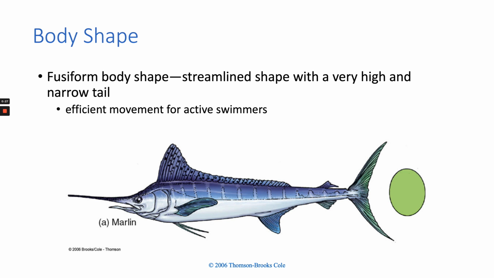We're going to talk about body shape. There's different types of body shapes in fish. The first, most common one is the fusiform body shape, and that's a streamlined shape. They have a high and narrow tail, and these are efficient for active swimmers. So things such as a marlin, a tuna, those pelagic fish, ono, mahi-mahi, those kind of fish that live out in the open ocean and they have to swim fast. These are fusiform fish. And this is a cross section, this green here.